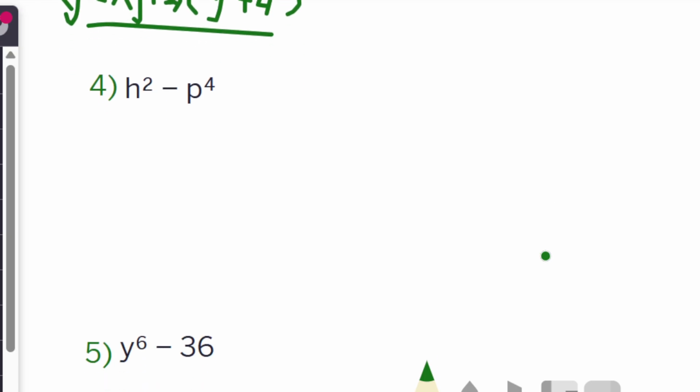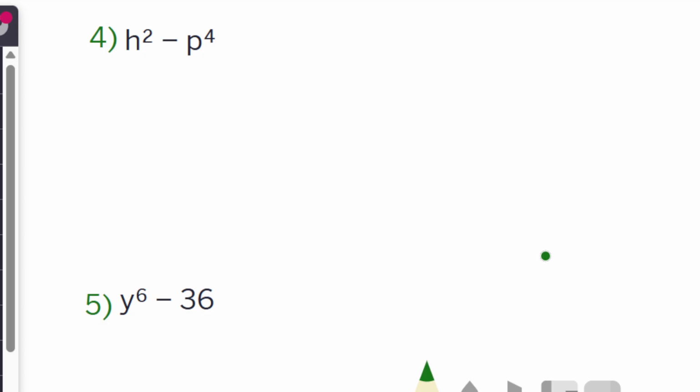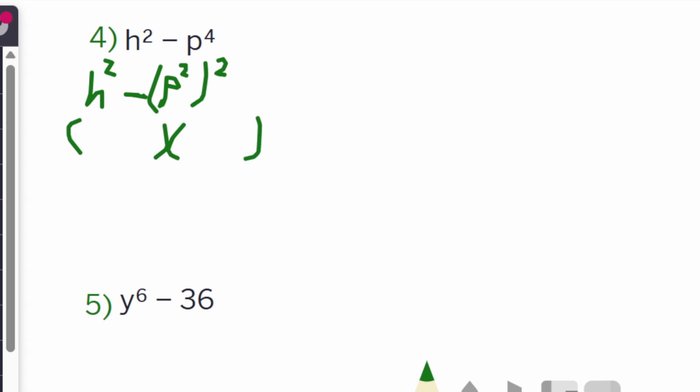Now, question 4. h squared minus p to the power 4. So this is h squared minus p squared squared. We open the brackets, and it's the first one, which is h, minus the second, which is p squared. The first one is h plus the second, which is p squared. You can't do anything. That's it.